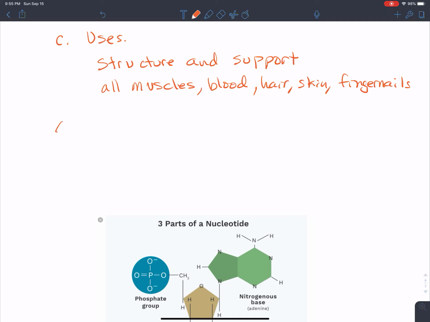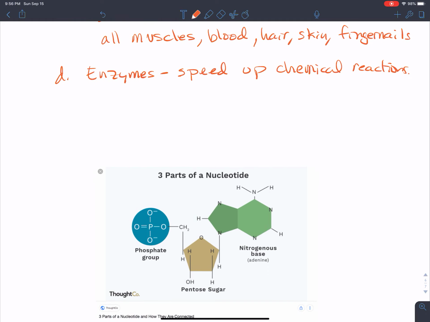Okay, and then finally, the last one I want to talk about here are enzymes. Enzymes are molecules in our bodies that basically speed up chemical reactions. It makes things in our bodies work more efficiently and faster. It helps break down the food that we eat. It keeps us alive by allowing the molecules to speed up reactions so that they can occur. And that is essentially what proteins are.